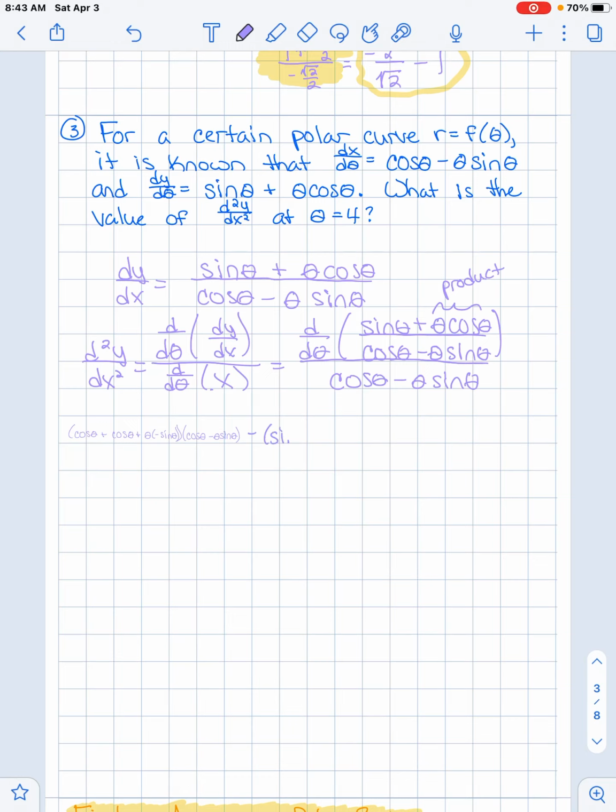Minus, now we take the numerator unchanged, multiplied by the derivative of the denominator. So we'll have to use the product rule on theta times sine theta again. So derivative of cosine theta is negative sine theta. We're going to use the product rule on this. So it's minus derivative of theta is 1 times sine theta, and then minus theta times the derivative of sine, which is cosine theta. Whew. All over the denominator squared. And then all over dx over d theta.